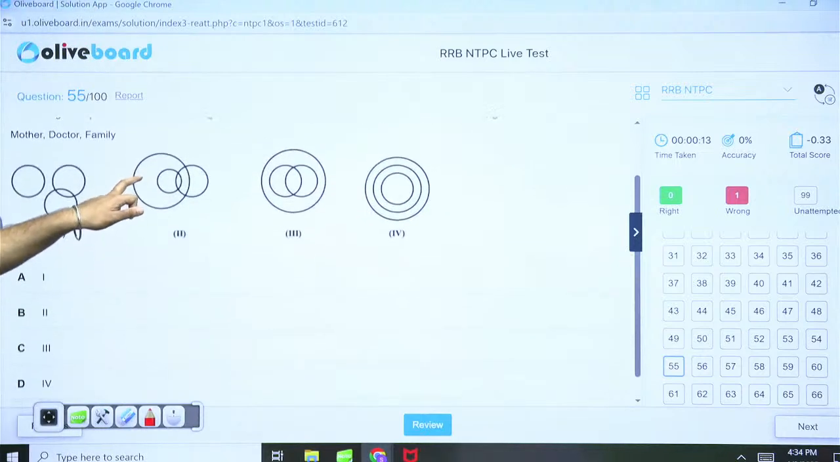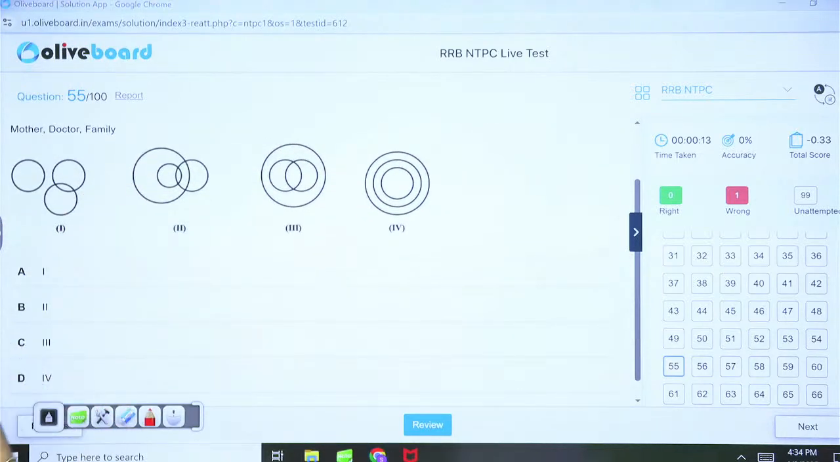Yes. Mother, doctor, family. Mother, doctor, family. Understood? Good. Is it Marathi? Yes, Marathi in Gavande. Come on, rest of you answer this question. Mother, doctor, family. Good, Swapnil. Okay.